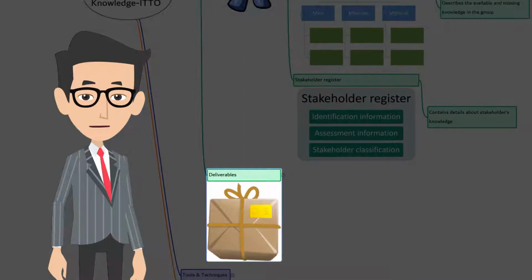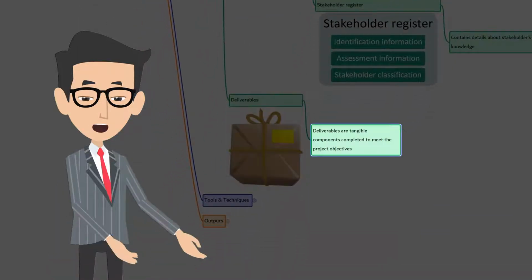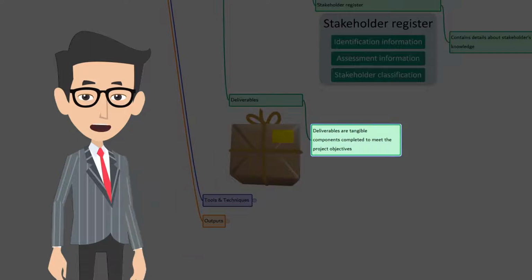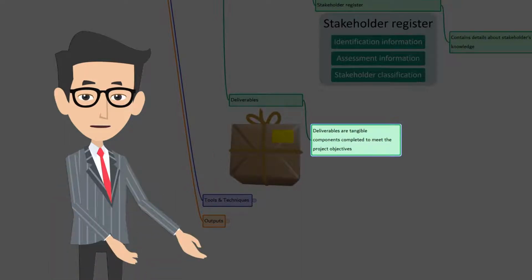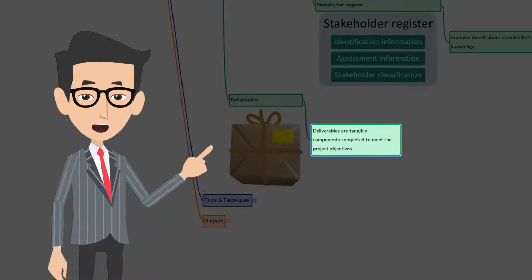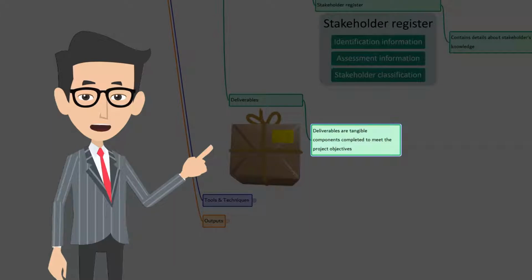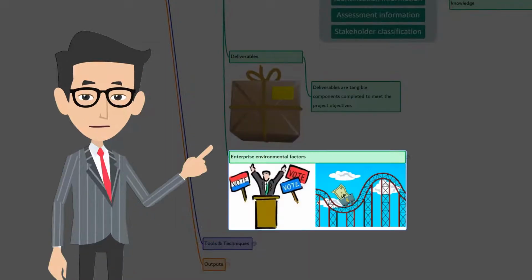The next one is Deliverables. The deliverables is any unique and verified product, result, or capability to perform a service that is required to be produced to complete a process, phase, or project. Deliverables are typically tangible components completed to meet the project objectives and can include components of the project management plan. The next one is enterprise environmental factors.